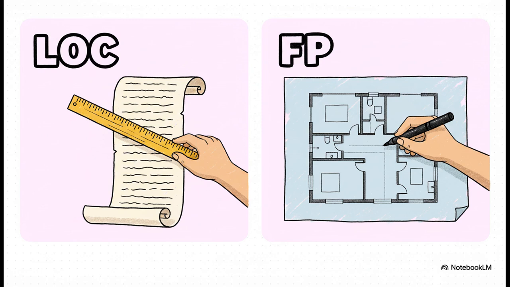Lines of code is like a ruler. It just measures the length of what you've built. Function point, on the other hand, is like the architect's blueprint. It measures the scope and features of what the final building will do, and it doesn't really care what materials you use to build it.